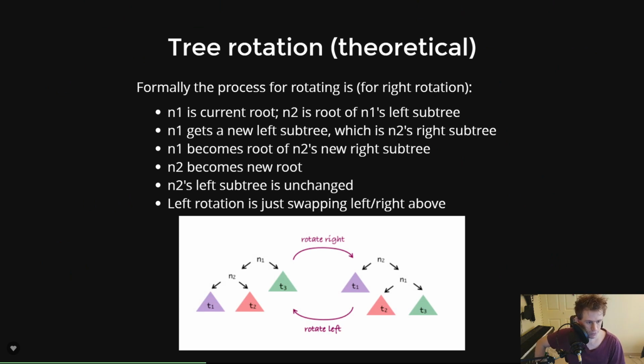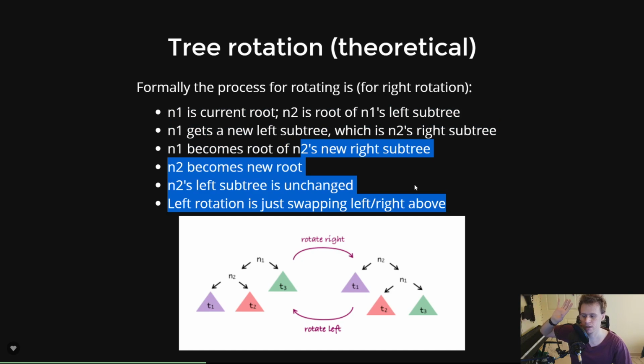Formally, you would describe the process like this, right? You would say that if this is your tree down the bottom here, N1 is your current root, N2 is the root of the left subtree, N1 gets a new left subtree. You could kind of step through it like this. And personally, I don't find these explanations that useful until you have an intuitive understanding of it.